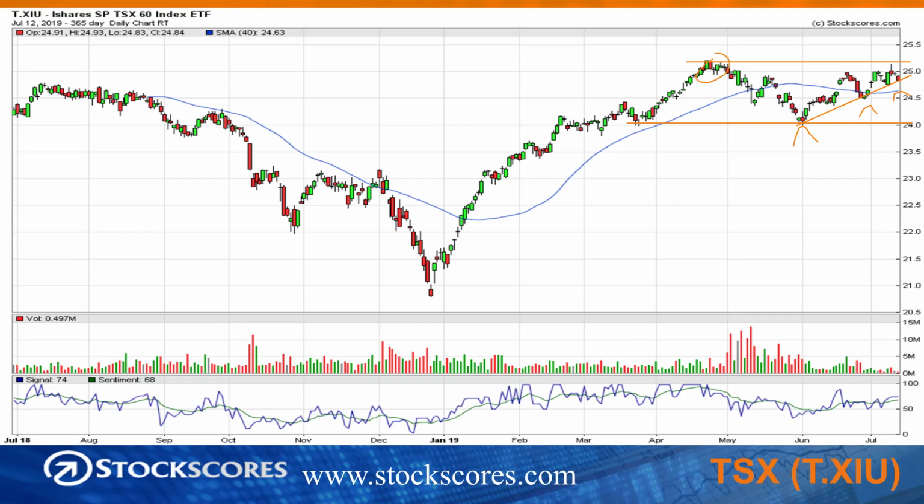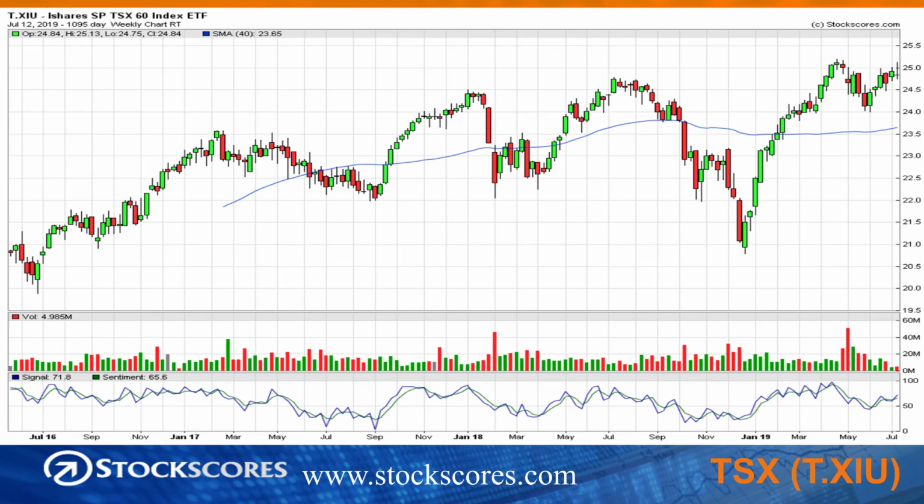We've rallied into this resistance level here. We're stalling. What we want to watch for is, do we break out through that from low volatility? If so, then perhaps the Canadian markets can play catch up. Looking at the longer term chart, you can see that long-term resistance holding up right there.